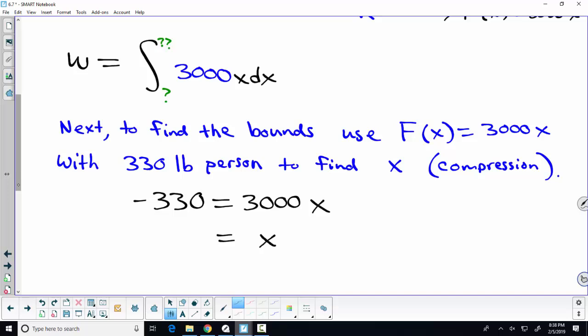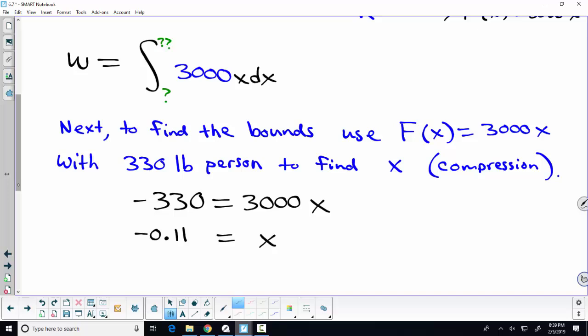So what is x? Negative 0.11. Negative 0.11. And that makes sense. It's consistent. Somebody's stepping on the scale. It's getting compressed. Negative value for x.